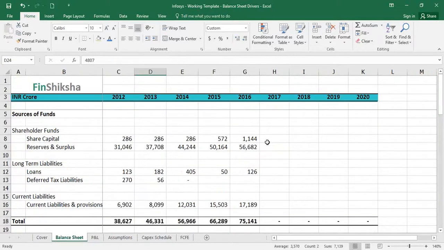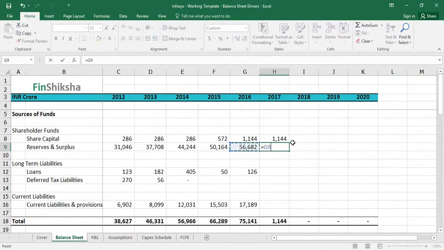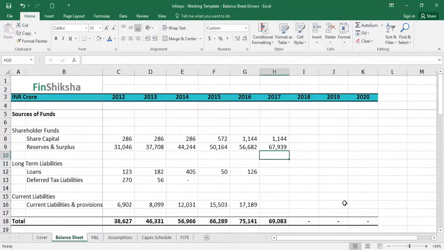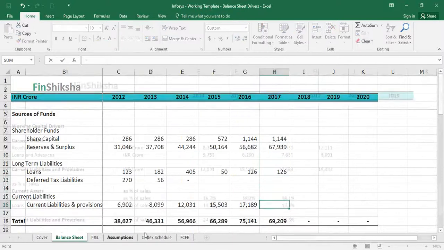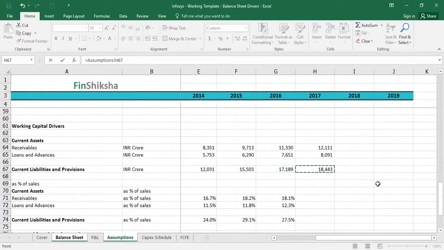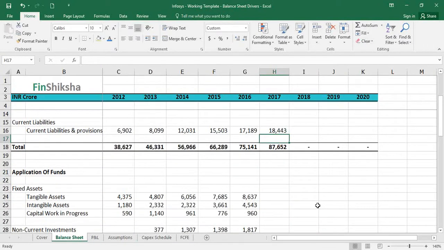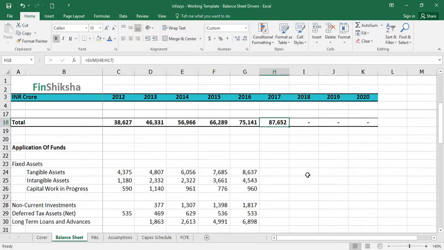On the balance sheet this year, let's assume the share capital remains the same. We don't have news if Infosys is going to give a bonus or something of that sort. Last year reserves plus the profit of this year is going to give me the reserves for this year. Remember, we were keeping debt constant. This number was 0. Current liabilities we just projected on the assumption sheet. That's 18,443. So we get the total size of the liabilities balance sheet as 87652, right?